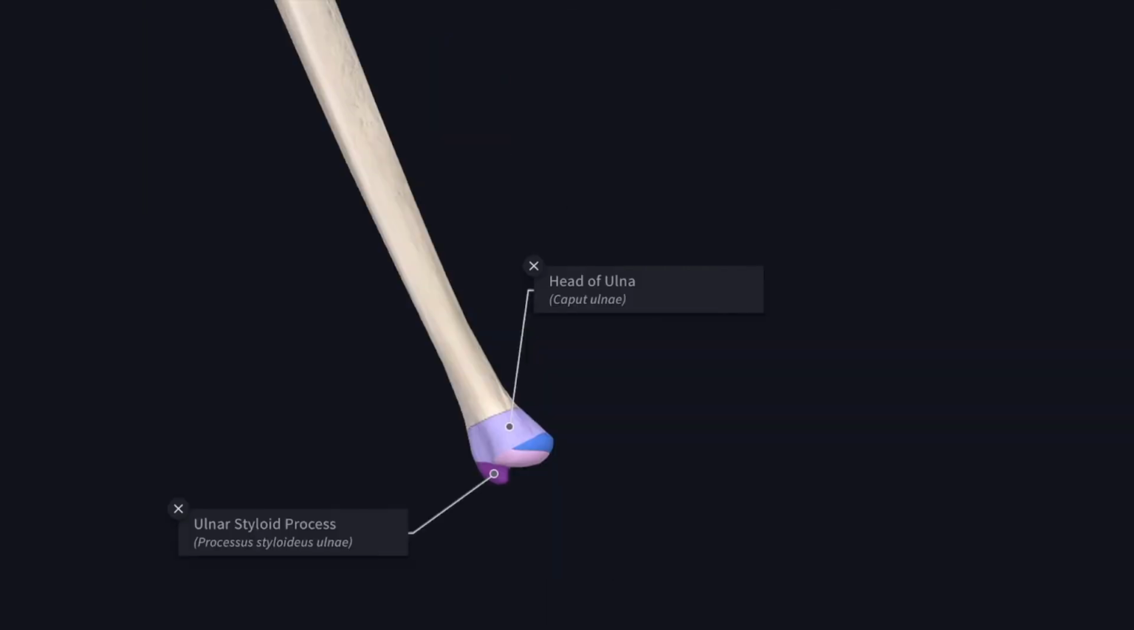Next we'll see about the lower end of the ulna. It is somewhat expanded and presents the head of the ulna and the styloid process. The styloid process extends downward from the posteromedial aspect of the head. When you see the head of the ulna, it is rounded and articular. Its lateral surface fits into the ulnar notch of the radius and forms the inferior radio-ulnar joint.